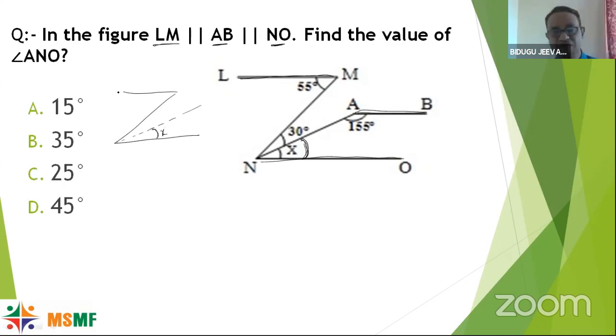Remember one thing: in parallel lines, alternate angles are equal. This part is equal, that is, alternate angles are equal. So this part is how much? Given as 55. So 55 is equal to 30 plus x. So your answer is 25.